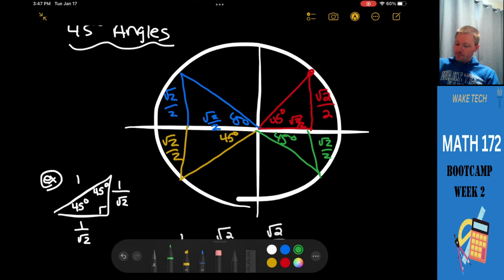Which makes it pretty convenient actually to label. The x and y coordinates are both the same, square root of 2 over 2 with the square root of 2 over 2. And again, if you didn't rationalize, you're certainly free to put 1 over the square root of 2 here.